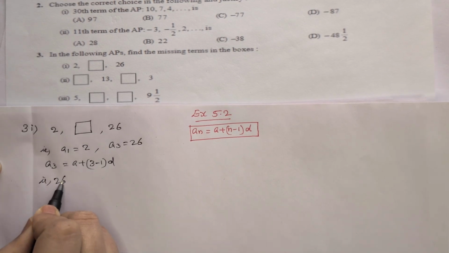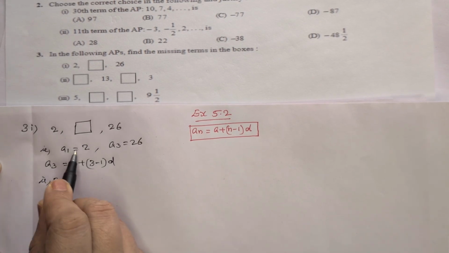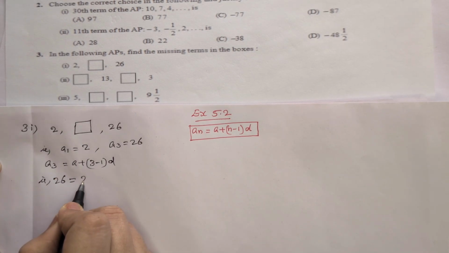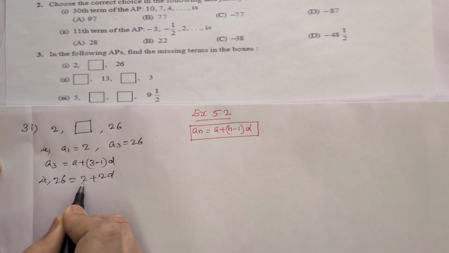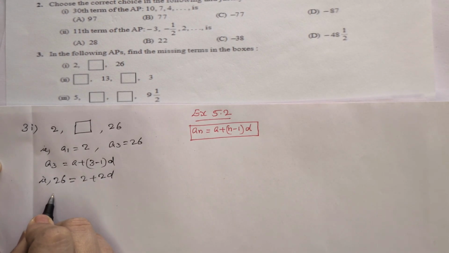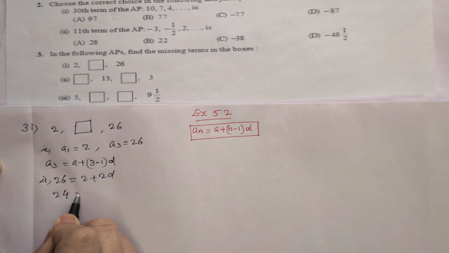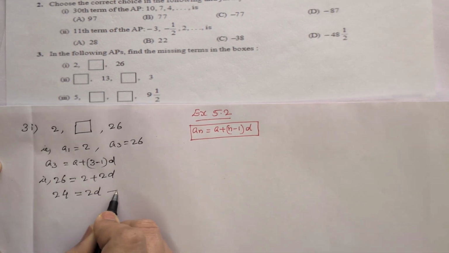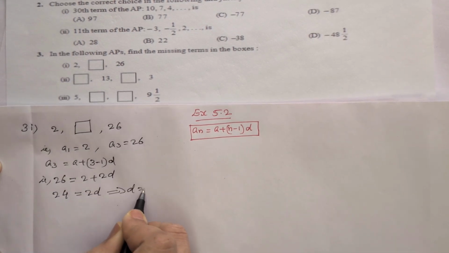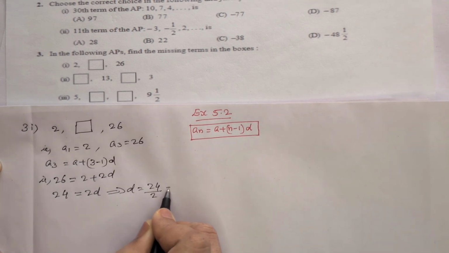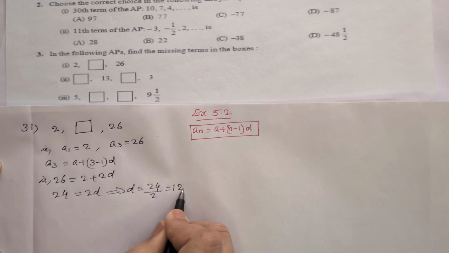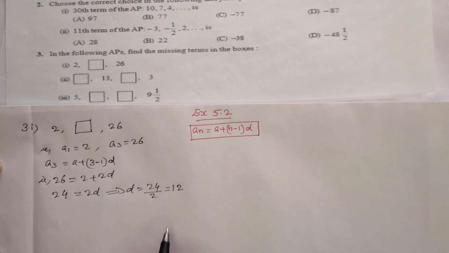That is, 26 = a, the first term 2, plus (3 - 1)d, that is 2d. Moving 2 to this side, it becomes 24 = 2d, which implies d = 24 by 2 = 12. Now we got d as 12.